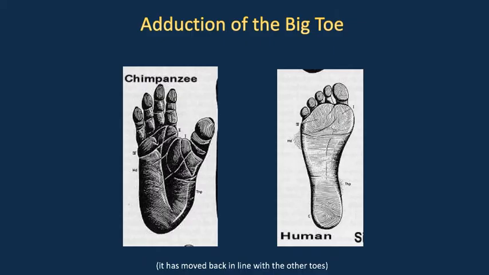As far as the feet go, chimpanzees, of course, still have their opposable toe. We do not. We lost ours. It's moved back into line with the rest of the toes. This is helpful for bipedalism because it helps us balance. It also helps with propulsion when we're walking from foot to foot.